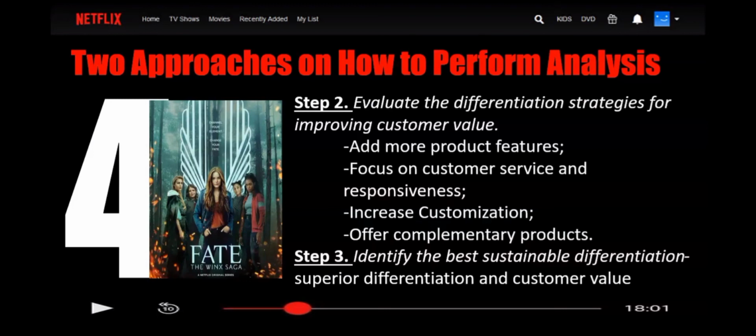And step 3, identify the sustainable differentiation. Usually, superior differentiation and customer value will be the result of many interrelated activities and strategies used. So, the best combination of these should be used to pursue sustainable differentiation advantage.